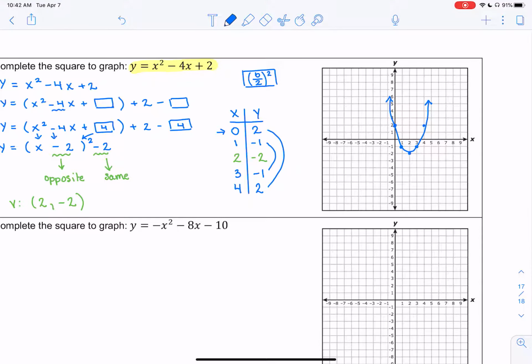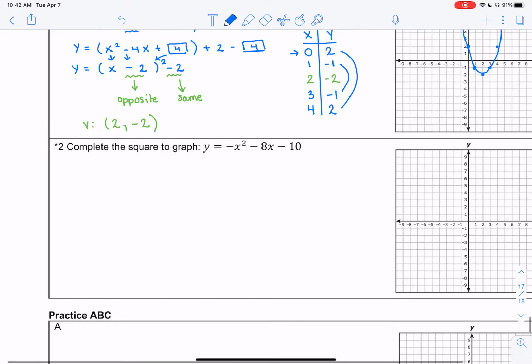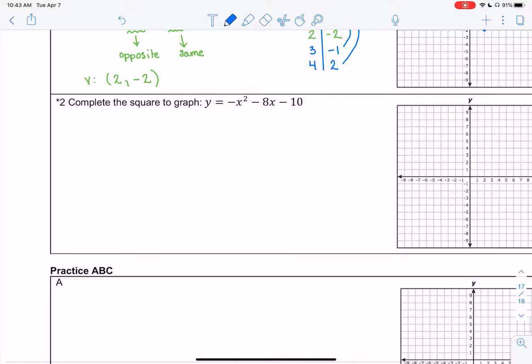All right, we're going to try star 2. Using that same method, we're going to do completing the square. Now this one's a little trickier because there's a negative out in front of the x squared. So I'm going to go ahead and pull a negative out from the first two terms. When I do that, it becomes x squared plus 8x. And I'm going to leave minus 10 alone.